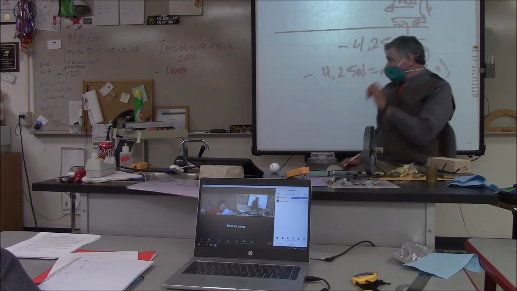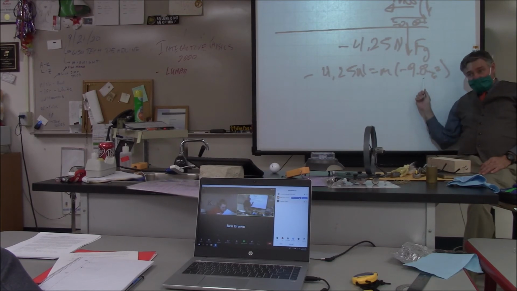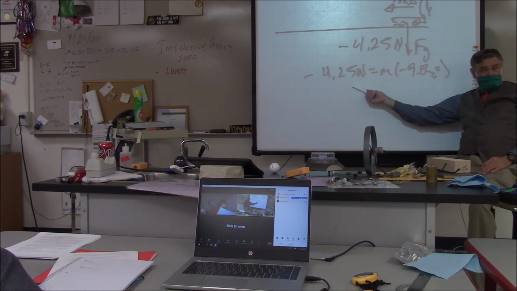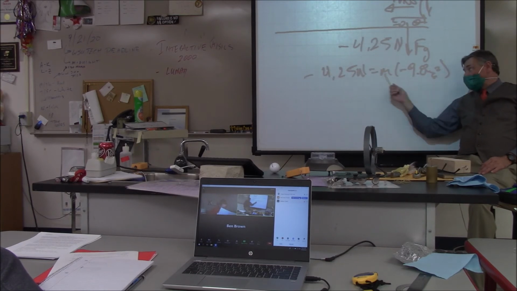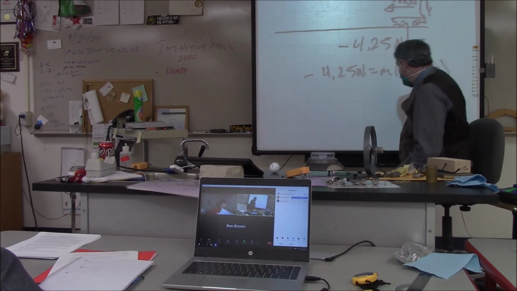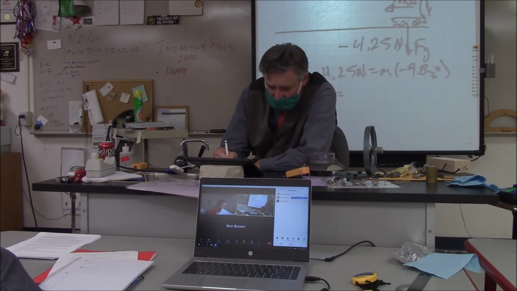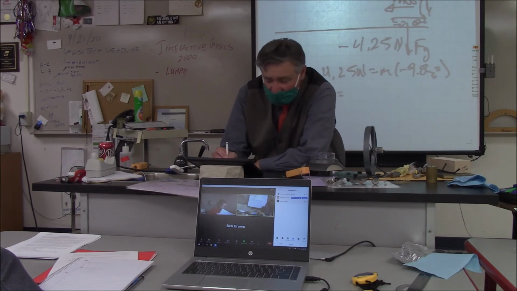So this is what you all are used to doing: taking the mass and multiplying it by negative 9.8 meters per second squared to get the weight. If you know the weight and you're trying to find the mass, what can you do? Divide. So somebody take 4.25 and divide that by 9.8. What'd you get? 0.4336. So 0.434 kilograms.